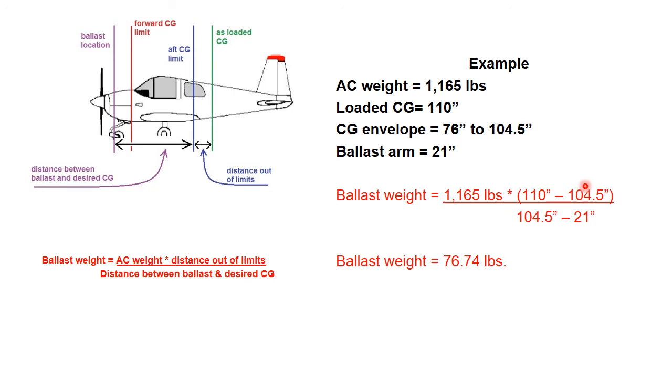Once I perform these calculations, we will discover that we need to add 76.74 pounds of ballast to our ballast location to balance this aircraft, or to bring its as-loaded center of gravity back into the allowable range.